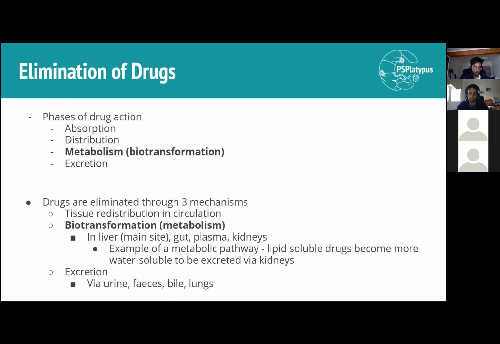Biotransformation or metabolism refers to us breaking down the drug for excretion. So for example, lipid soluble drugs become more water soluble, and that's a form of metabolism in the liver, which primes it for excretion via the kidneys later on. So there's a lot of different sites. There's the liver, which is the main site, gut, plasma, and kidneys. Those are the sites for metabolism. And finally, we have excretion. So this is the way that it's removed from the body. So of course, it's via the urine, feces, bile, or lungs.